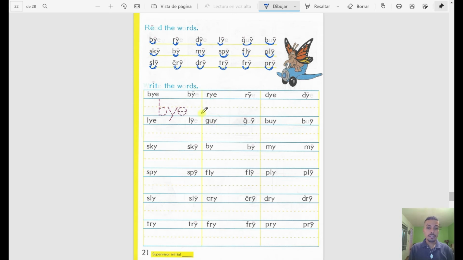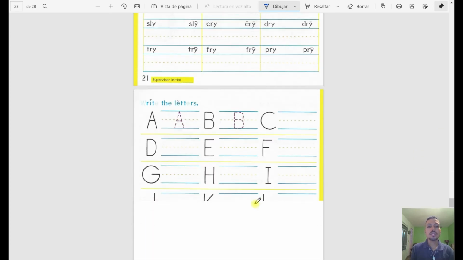Voy a escribir, ¿verdad? Todas las palabras que leímos aquí arriba, ¿verdad? The first one we have to trace it. La primera tenemos que trazar aquí, que es by, right? La trazamos. And then when we finish, we're going to write all of them only once. Tenemos que escribir cada una de ellas solo una vez, como hemos hecho ya anteriormente, ¿ok? Y seguimos. When you finish to write them all, you finish with the page number 21, and we can go to the page number 22.